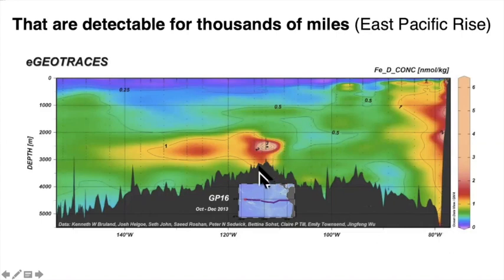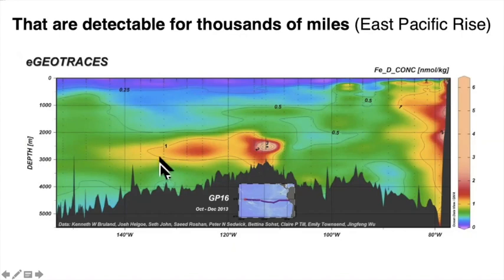What this map is showing are dissolved iron concentrations in seawater. And you can see right at this ridge crest here, this is where the hydrothermal activity is concentrated. This releases a lot of iron into seawater. This plume of enriched seawater is then circulated away from the ridge crest through natural circulation.